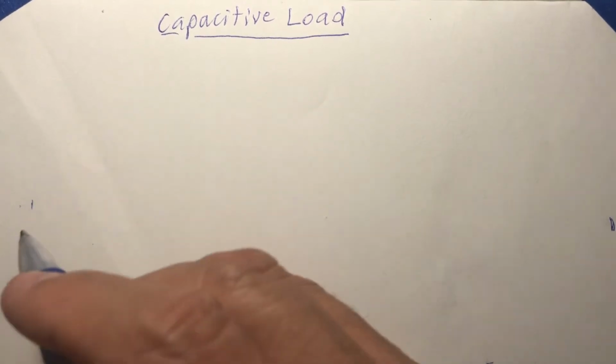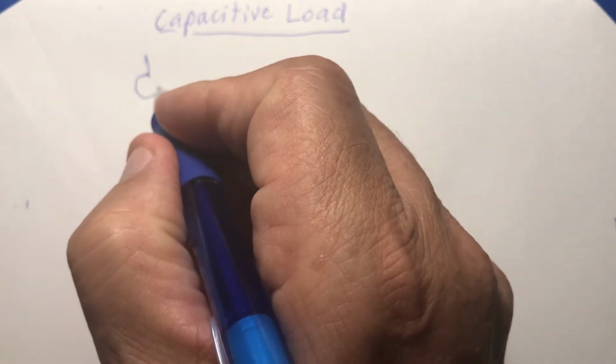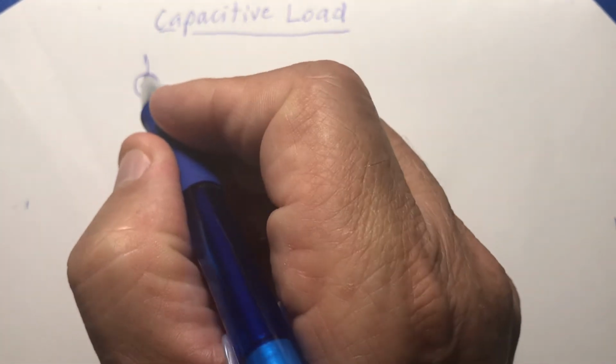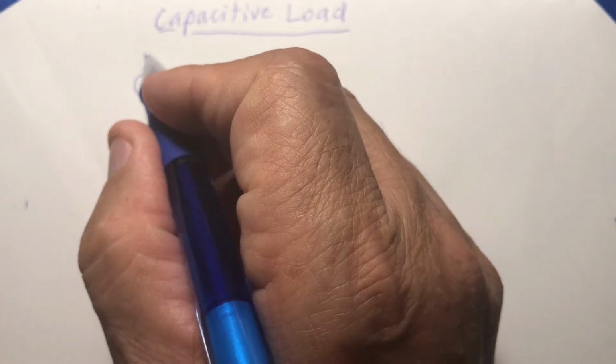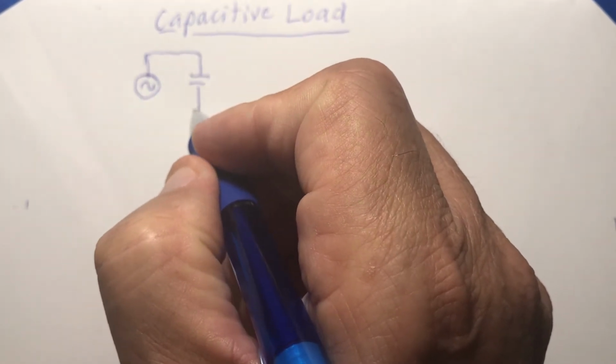Today we're going to study the capacitive load. So let's see, if we have a power supply, this is an alternating current supply. And then we have a capacitor.